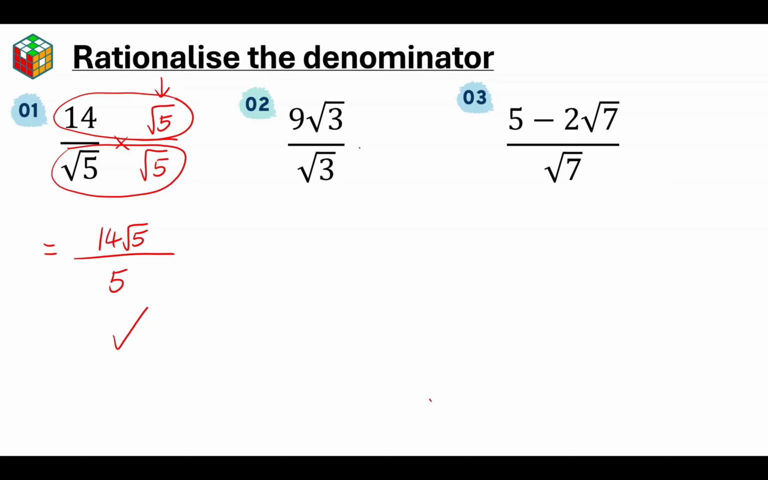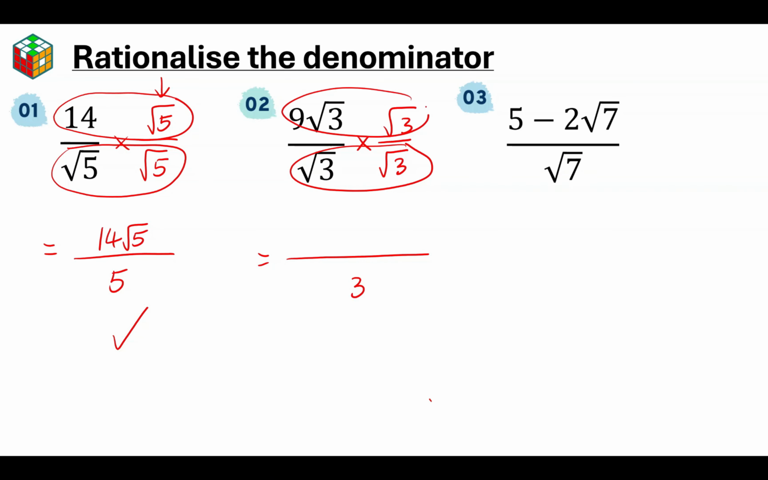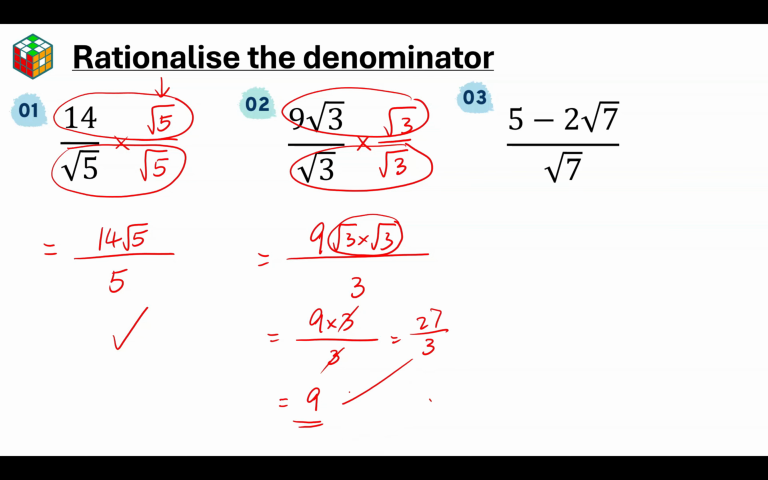Let's try again. You want to times it by a value of 1, but with the denominator of a root 3, so that is my options. Tidy up. That is going to give me an integer 3. That will give me 9 times root 3 times root 3. That will give me an integer 3. So 9 times 3 divided by 3, that can cancel down, that will be 9. Or if you don't understand this, you can do 27 still divided by 3, it will still give you 9.